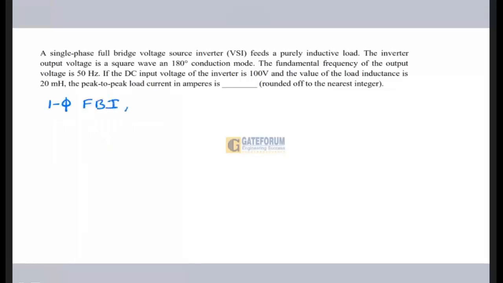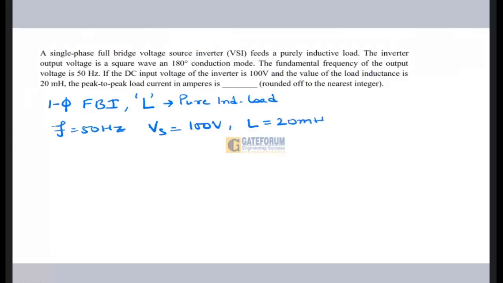And the load is a purely inductive load, pure L load, and the inverter output voltage is a square wave with 180 degree conduction. The fundamental frequency they have given as 50 Hz, and the DC input voltage of the inverter, that is Vs, is given as 100 volt. And the value of load inductance is 20 millihenry.